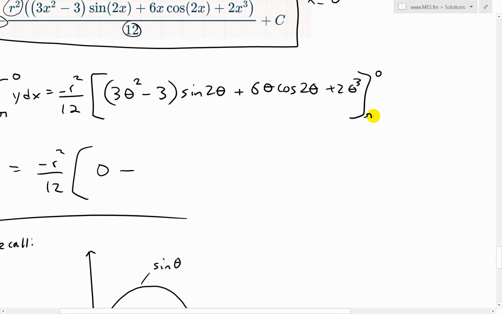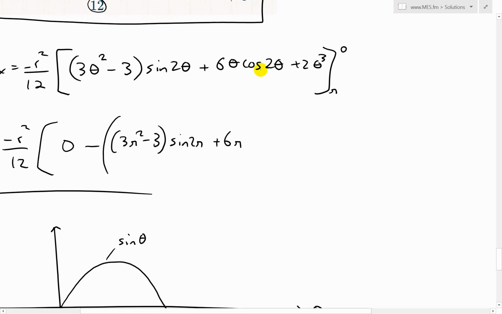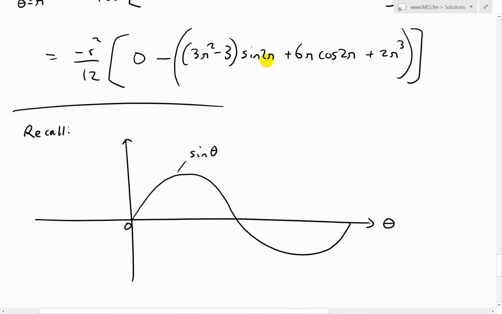Now we add the pi's in. 3 pi squared minus 3 sine 2 pi, just to put a big giant bracket like that because we're subtracting the whole thing, plus now we have 6 pi cosine 2 pi plus 2 pi cubed, and there is what we have. And now notice here, the sine 2 pi, that's also 0. So that goes to 0.